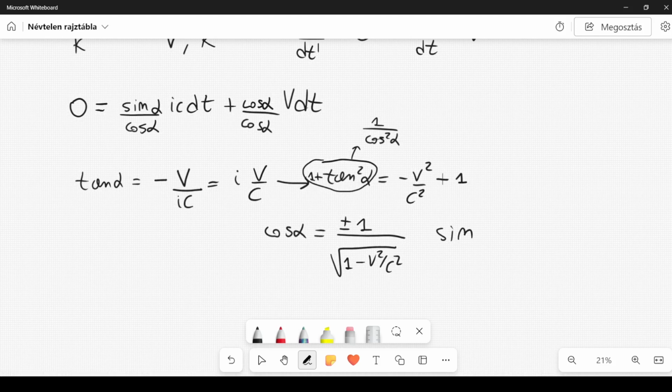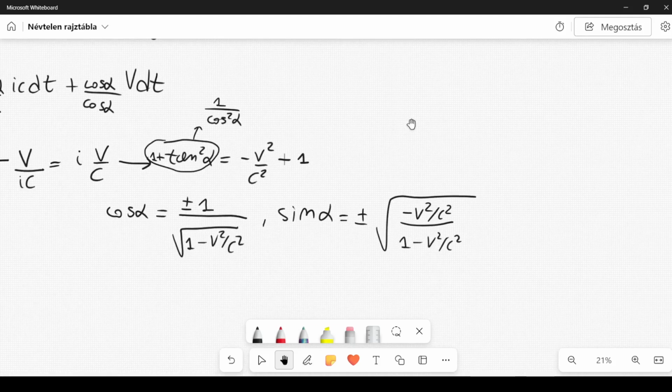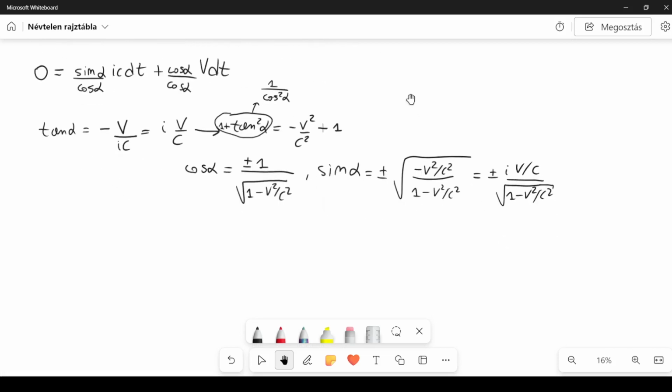And then from here we can obtain the sine of alpha, which is simply plus or minus the square root of 1 minus cosine squared. So we have minus v squared over c squared divided by 1 minus v squared over c squared. And this is equal to plus or minus I v over c divided by the square root of 1 minus v squared over c squared, like this. And now we can substitute it. So this object here, 1 over the square root, we can call it beta, which is the so-called Lorentz factor. So the cosine of alpha is plus or minus beta, whereas the sine of alpha is equal to plus or minus I v over c beta, for convenience.